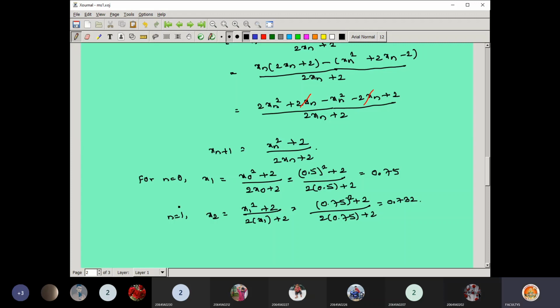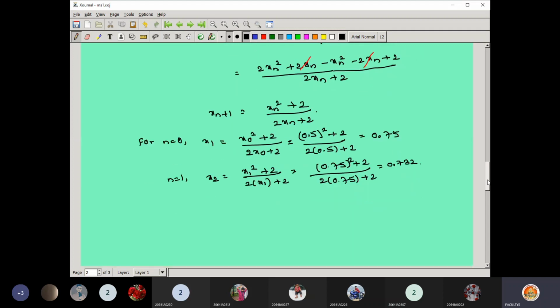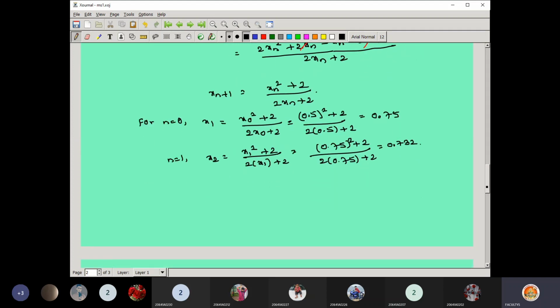Okay, shall I stop it or continue it? Because the answer finally you are getting is somewhat different. So you go for n equal to 2. So that you are getting x3 equal to x2 square plus 2 divided by 2 into x2 plus 2. So that x2 square means 0.732 square plus 2, total divided by 2 into 0.732 and here it is plus 2.